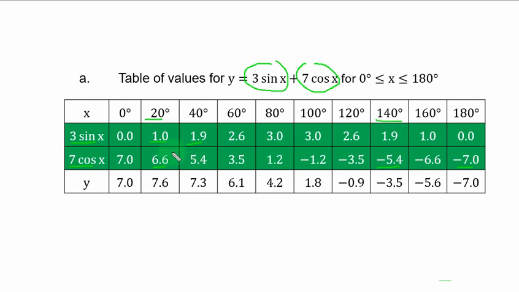After that, you add, because you have to add in the given function. So if you add this, you have 7.0. If you add this, 7.6. If you add this, 7.3. If you add this, 6.1. If you add this, 4.2. You add this, 1.8. You add this, minus 0.9, and so on.